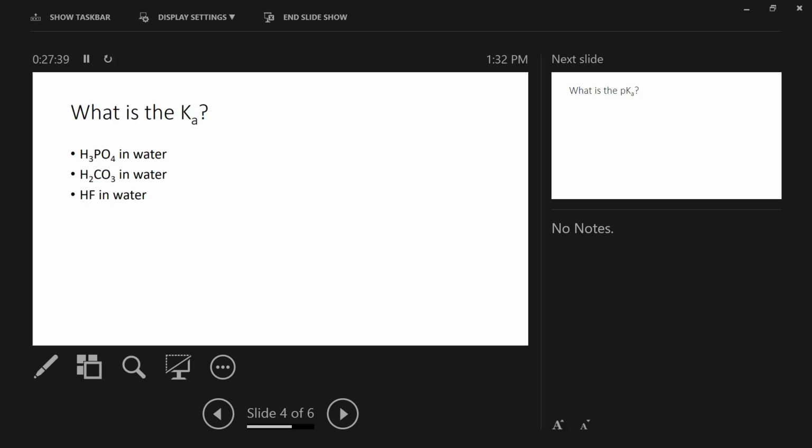All right, and we're like, cool, now we know the Ka. We have a way to quantify the strength of an acid. But how do we attach this back to the pH? Okay? And so here's how we do. We take the pKa. So we can attach this back to pH by determining the pKa.